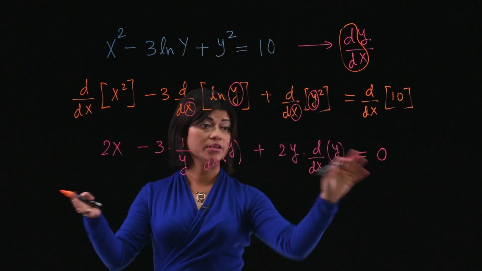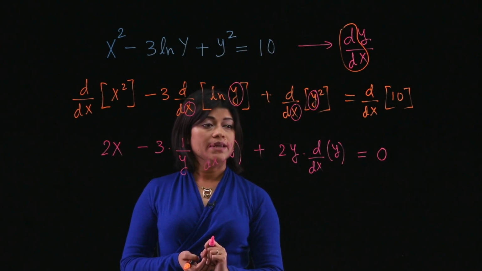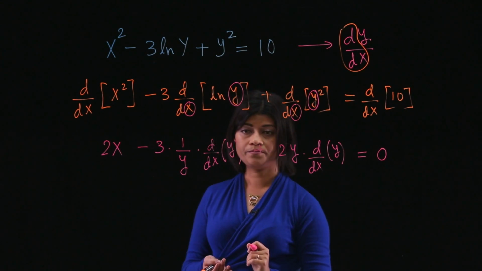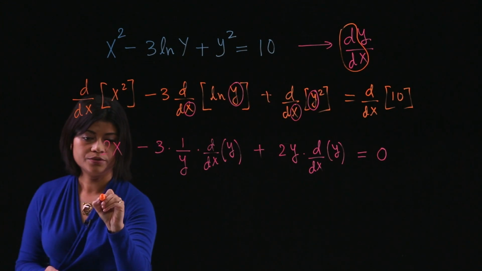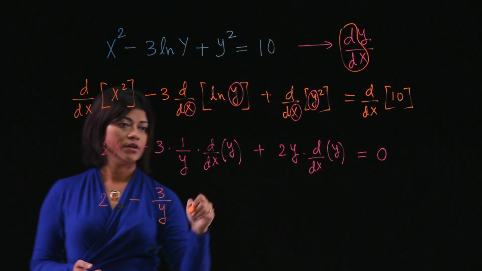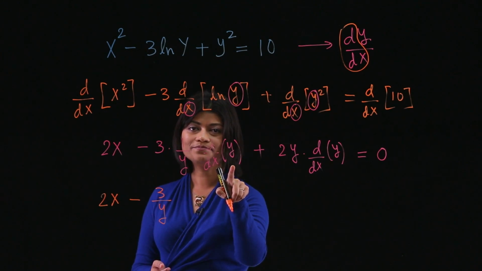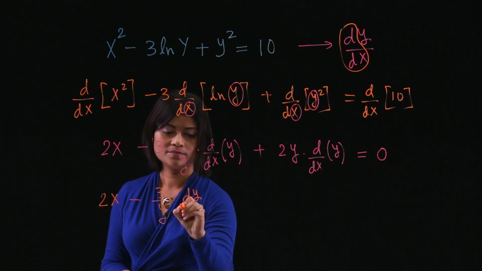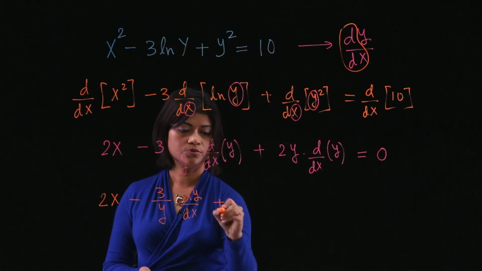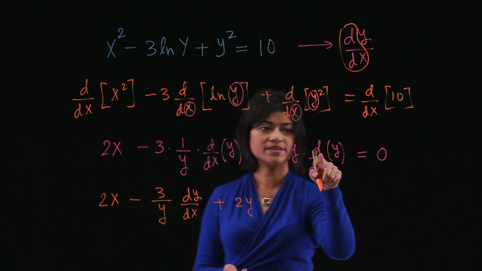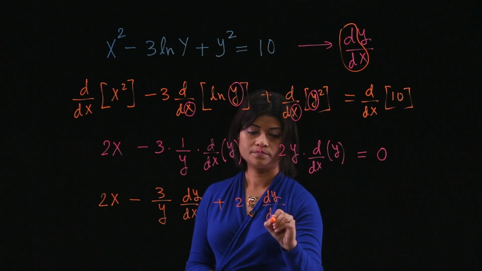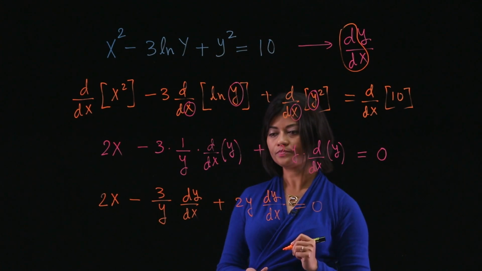All right, so we have evaluated all the derivatives. Now don't forget, our goal is to compute dy/dx. So let's see what we have. We have 2x minus 3 over y. Now what is d/dx of y? dy/dx. So that's where we have a term with dy/dx. Third term, we have 2y times, again, what is d/dx of y? Just dy/dx. The right hand side is 0.